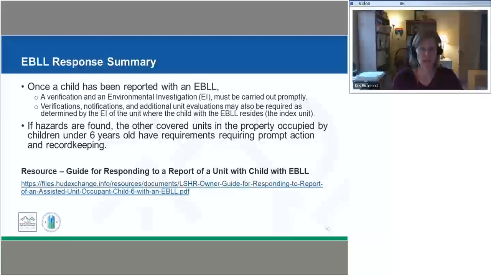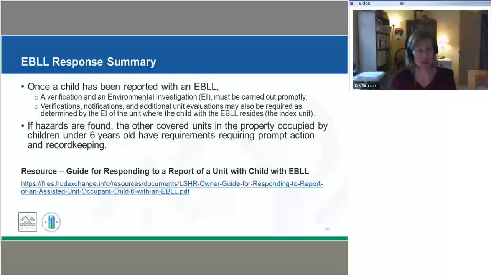If the child is living in your project, and it's determined that the unit has caused this elevated blood level, then all of the other coverage units in that property that have a child under 6 residing in those units will need to have a risk assessment. So we've been talking a lot early on about why it's really important for the owner to know about the units that have children under 6 living in them. This is one of those reasons, because if an EBLL child is identified and it's determined that their unit is the source, then all of the other coverage units, those are units with children under 6 living in them, have to have risk assessments that take place on those units.